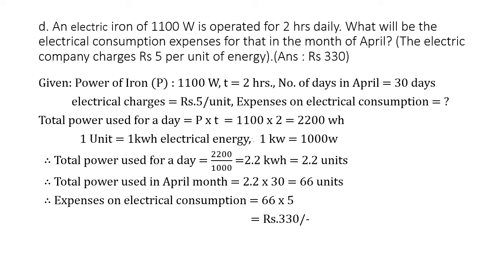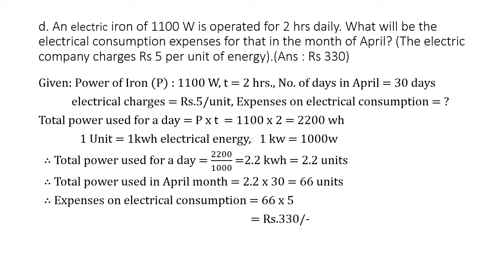Month of April, that is 30 days. Now why are we going to take 30 days? Because we have to find the electrical consumption expense for the month of April. So we have to consider the number of days of April. It is not mentioned as 30 days here, but you should know that the month of April means 30 days. And the electrical charge is rupees 5 per unit. For 1 unit, 5 rupees.